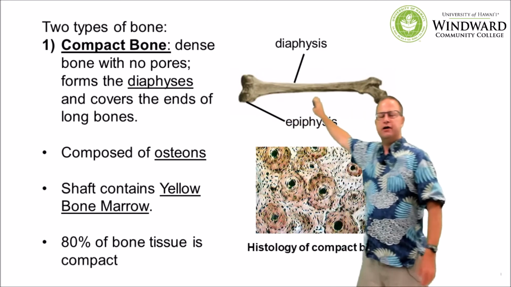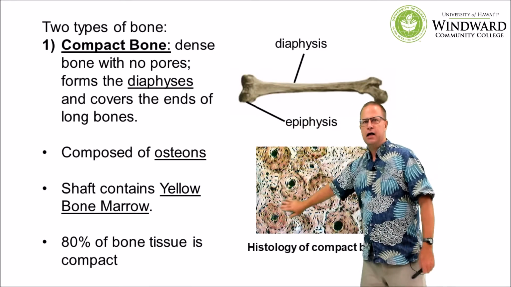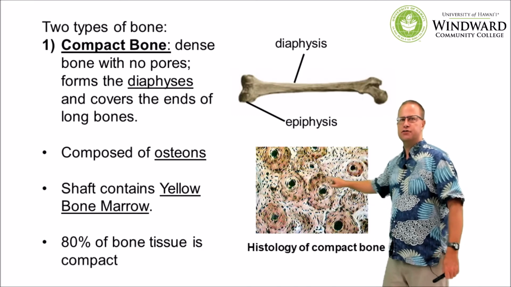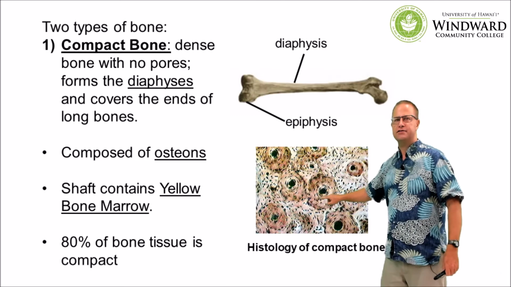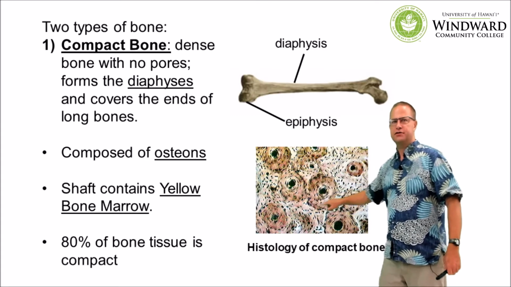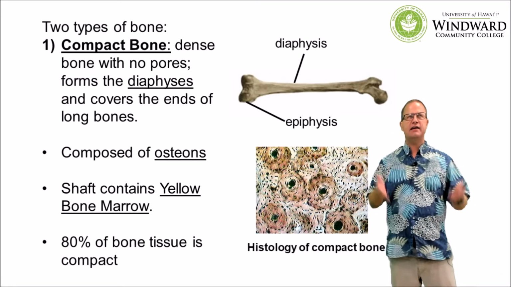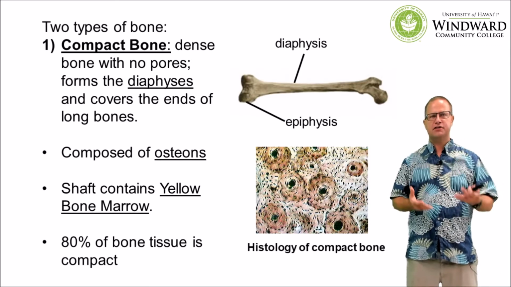And the functional unit of compact bone is something called an osteon. Osteons are these tree trunk-like structures we find in the bone, and in the middle of that tree trunk there's a Haversian canal where the blood vessels and the nerves are located, and then the bony rings are deposited on the outside.